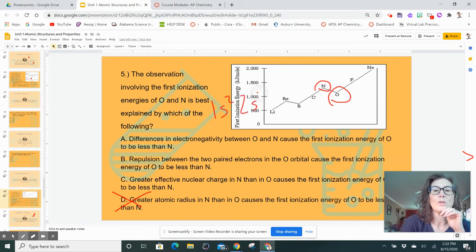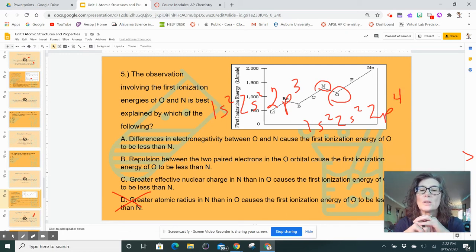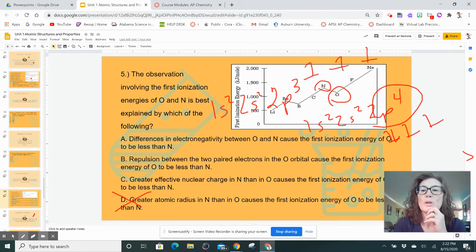1s2, 2s2, 2p3. For oxygen it is 1s2, 2s2, 2p4. So there are paired electrons in this orbital. 1, 2, 3, 4. There are no unpaired electrons in this orbital. That makes that orbital more stable. So it is going to be harder to pull an electron off of there than it is to pull this electron off of here.